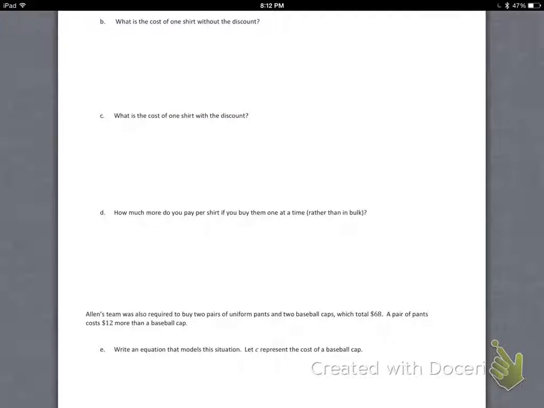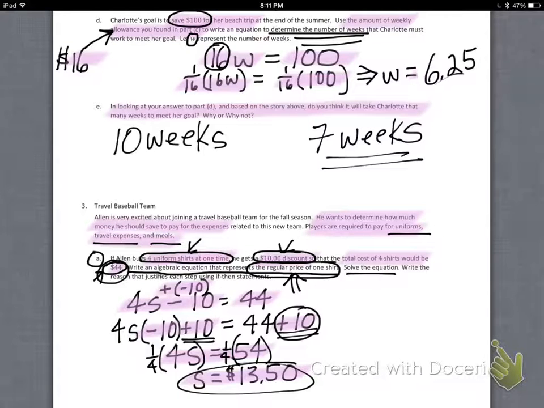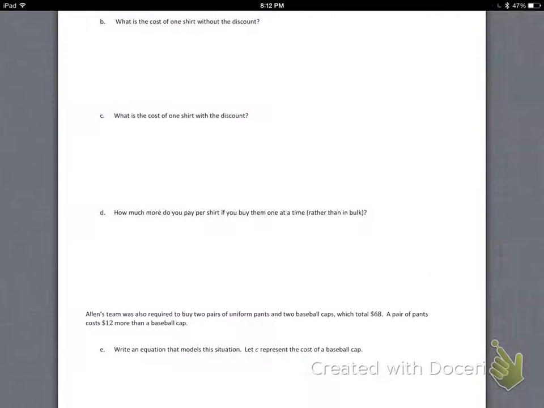And B asks us, what is the cost of one shirt without the discount? And of course that was the answer that we came up with down here, which was $13.50. Okie doke. And now C is asking us, what is the cost of one shirt with the discount? So with the discount.